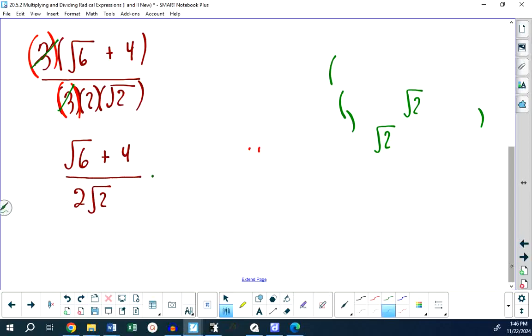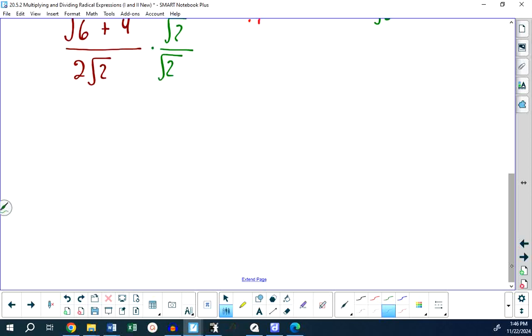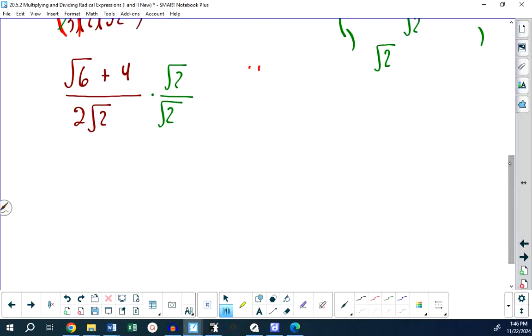Now I can multiply top and bottom by root 2. Root 2 times root 6 is root 12. Root 2 times 4 is 4 root 2. And on the bottom we have that original 2 that's in front of the root 2, and then we have our root 2 times a root 2, which is 2. So we're going to have a 4 on the bottom.